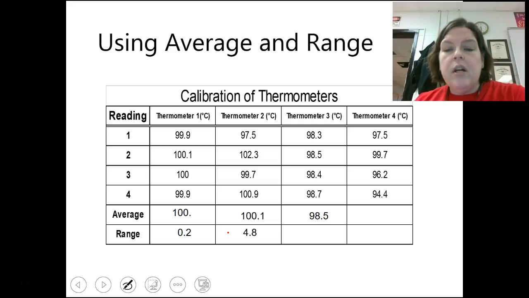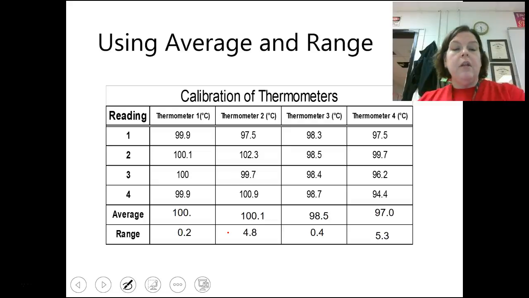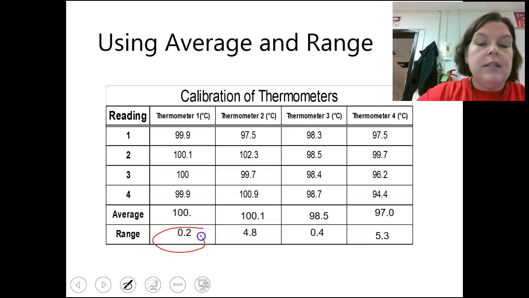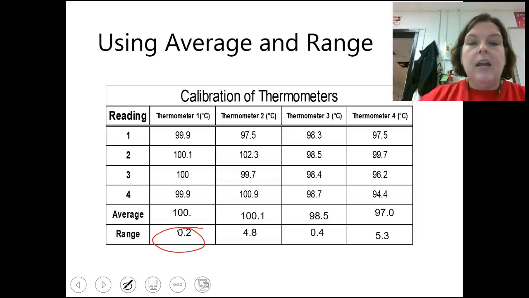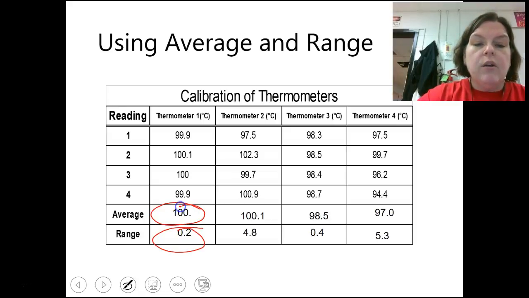Okay, thermometer 3, our average is 98.5. We have 98.7 and 98.3. That's a difference of 0.4. Thermometer 4, our average is 97.0. The range is from 99.7 to 94.4. So the range is 5.3. Basically, this was the most precise reading. And it was also the most accurate reading because we're talking about the boiling point of water here.